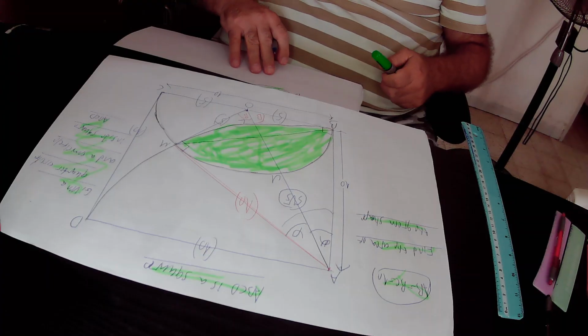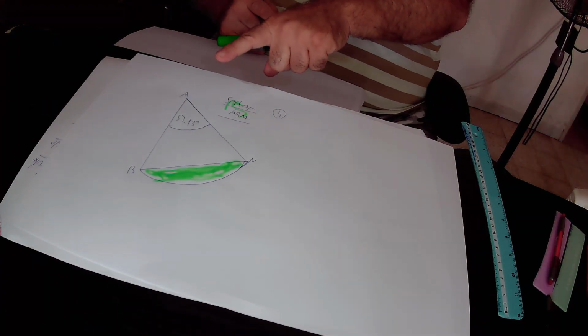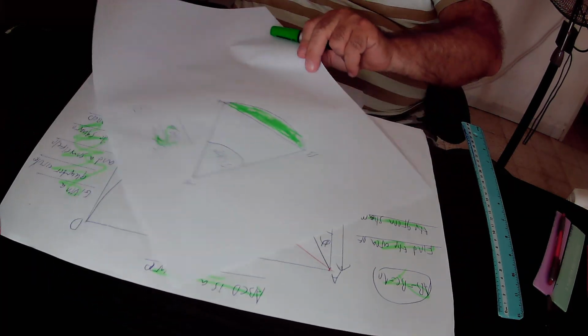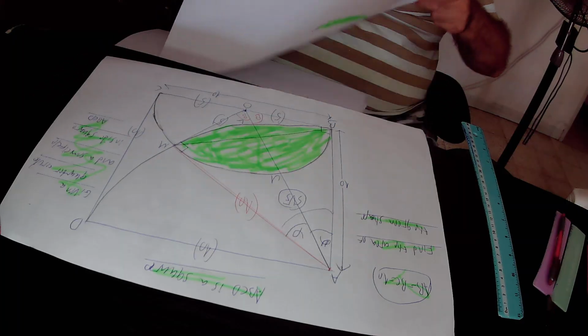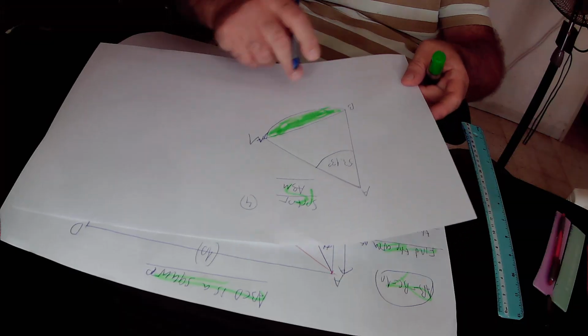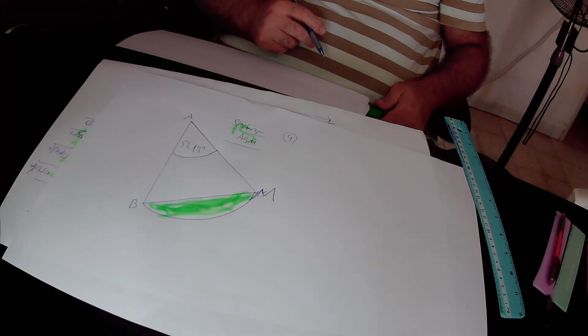So actually, this is sector A and B. There's a comment from the original drawing. And again, this is sector A and B.